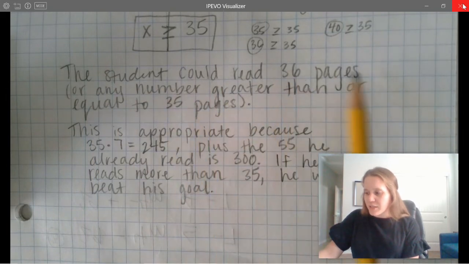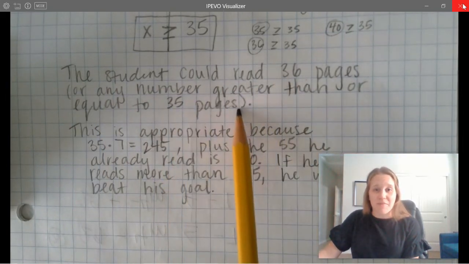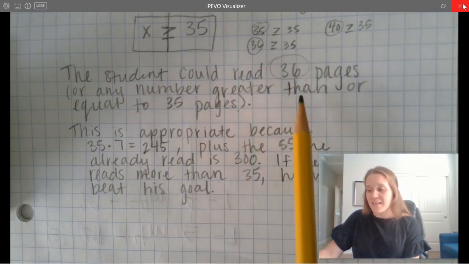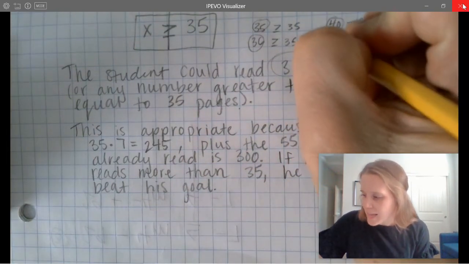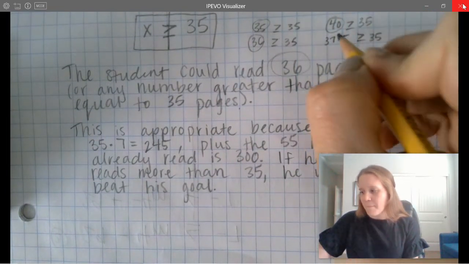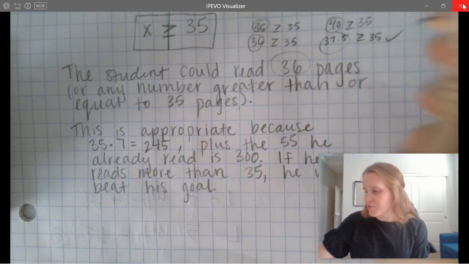The student could read 36 pages or any number greater than or equal to 35 pages. So your answer does not have to be exactly mine here. You can pick any value that's greater than or equal to 35. Could you pick a number like, I don't know, 37.5? Does that make the inequality true? Yeah, that's a true statement.